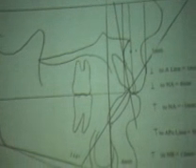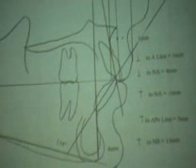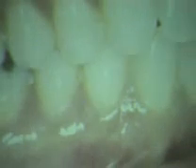Look at that smile. I mean, good looking girl. So let's look at her measurement. Perpendicular to true horizontal, soft tissue A point is 3 millimeters. Perfect.